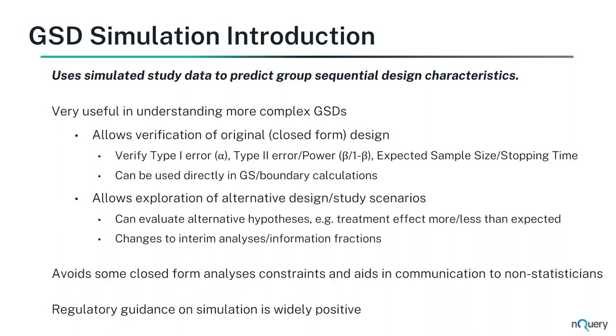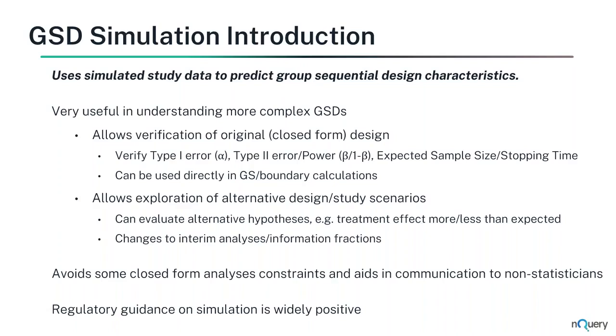So one of the main things it will be used for is verifying your original design aspects, your closed form design. So by that I mean you could verify your type 1 error by simulating under the null hypothesis, you could verify your type 2 error or your power by simulating under the alternative hypothesis. You can also check your expected sample sizes, your stopping times. You can check when you expect to have a certain number of events if you're doing a survival analysis. And then also you can use simulation directly in calculating boundaries or other group sequential aspects, although it's generally not used for that as much, or quite rarely, I would say.